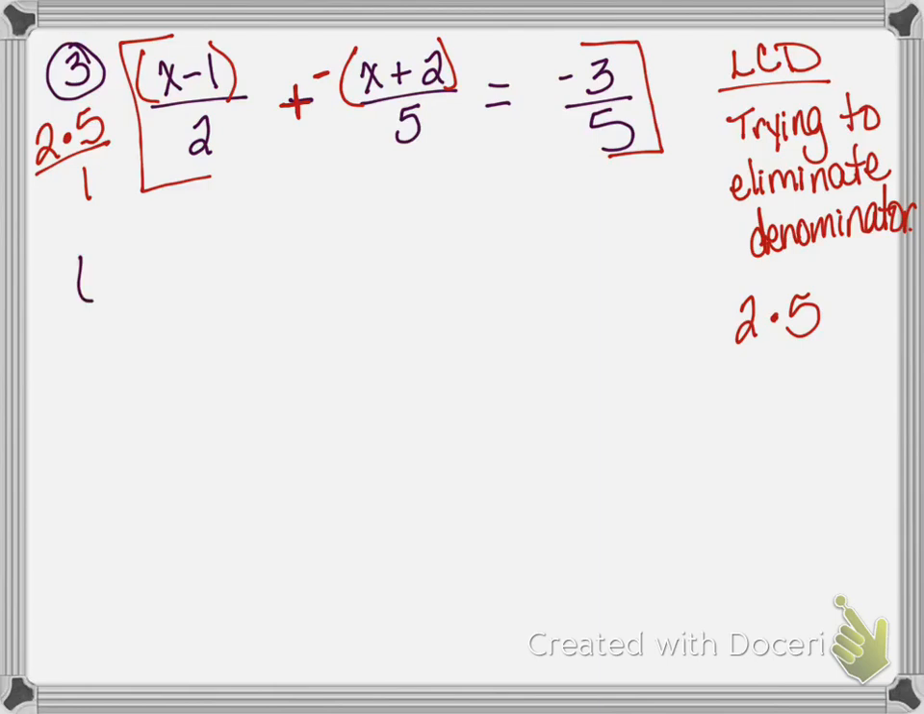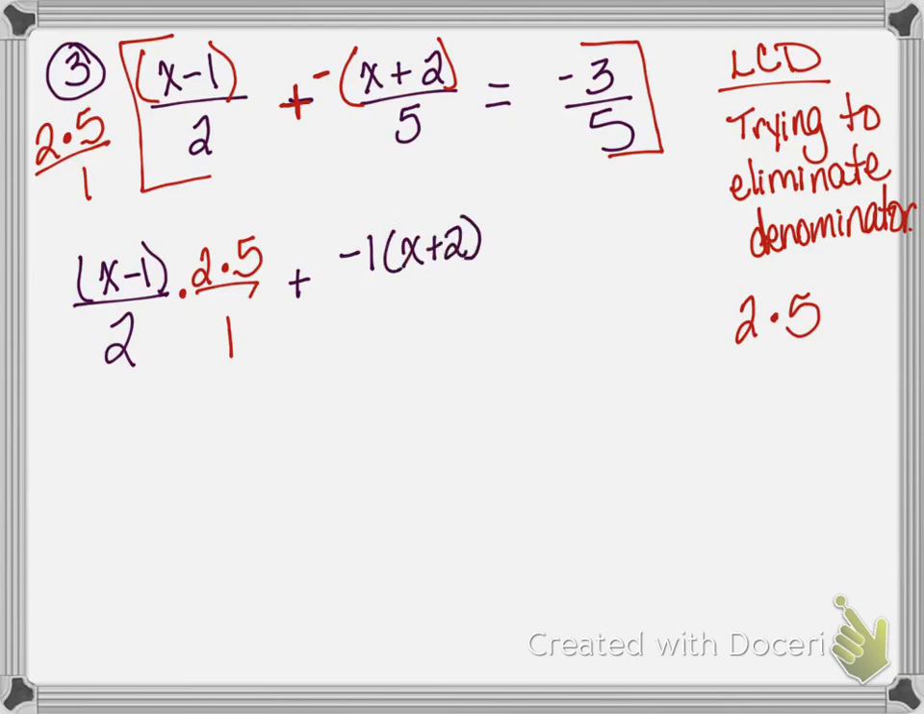So here we go. I have x minus 1 over 2, and I'm going to multiply that times 2 times 5 over 1. Then I have negative 1. So go ahead and think of that negative as negative 1 times x plus 2 over 5. And I am multiplying that times 2 times 5 over 1. That is equal to negative 3 over 5 times 2 times 5 over 1.